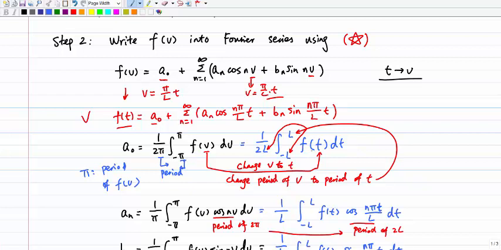Because I change v to t, I have to change the period of v to the period of t, which is L. So replace all pi by L. That's what I'm going to have for a0.